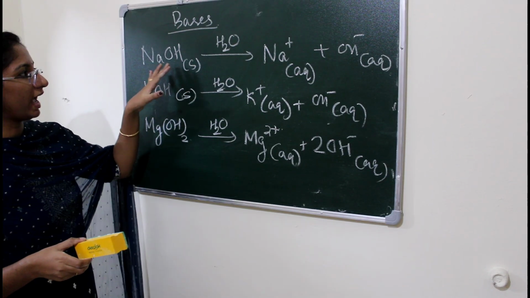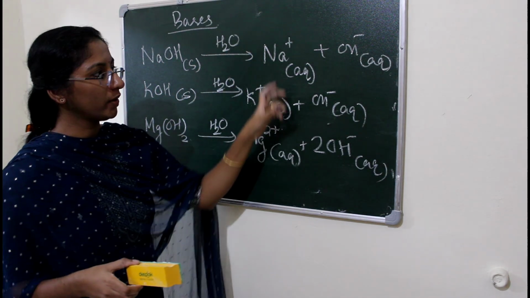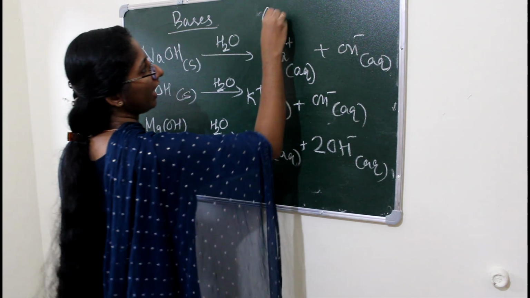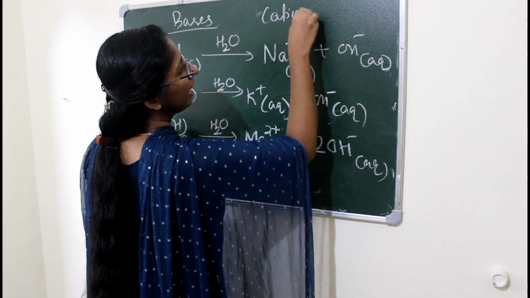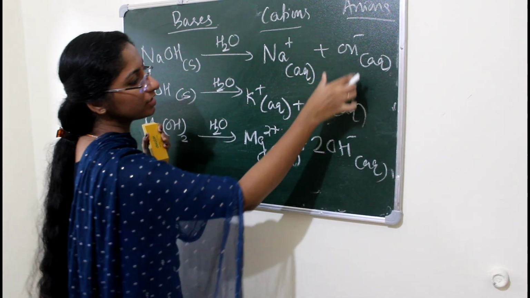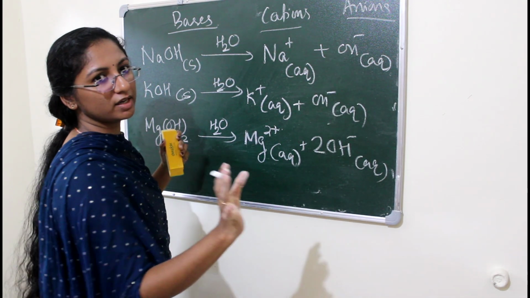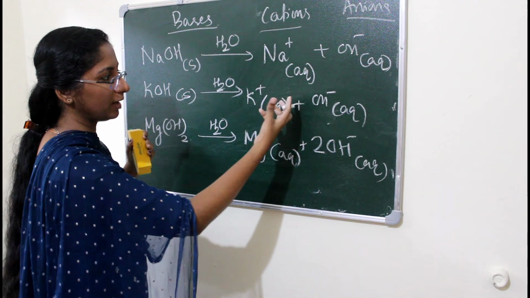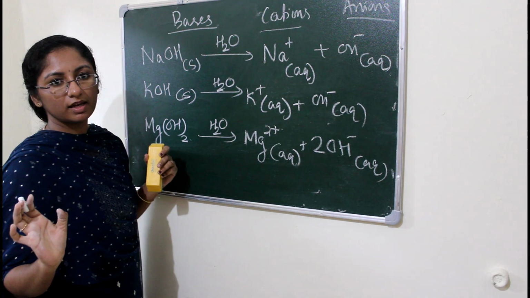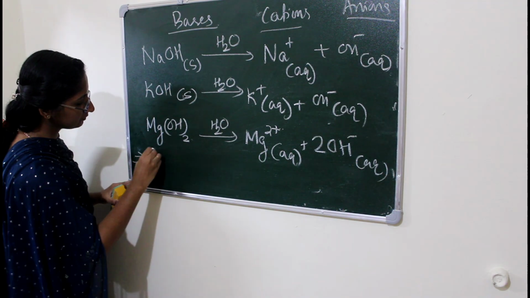In the case of bases, when we add water to the solid base, we are getting cations and anions, right? These are cations and these are anions. The anion formed is common, right? Here we are getting common anions like OH minus, and the cations can be Na plus, K plus, Mg2 plus, like that.